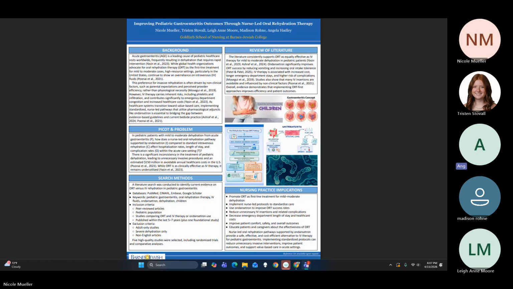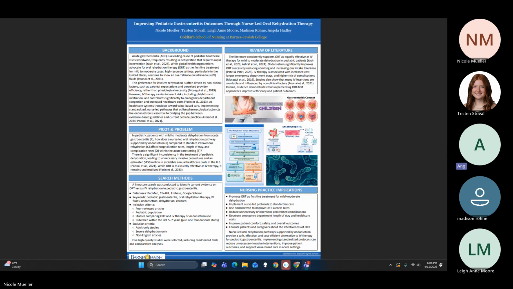One of the biggest problems we identified in the literature is the overuse of intravenous or IV fluids, even in cases where they are not clinically necessary. Current evidence clearly supports oral rehydration therapy, or ORT, as the first line treatment for children with mild to moderate dehydration. However, despite these guidelines, many providers still default to IV therapy in practice.